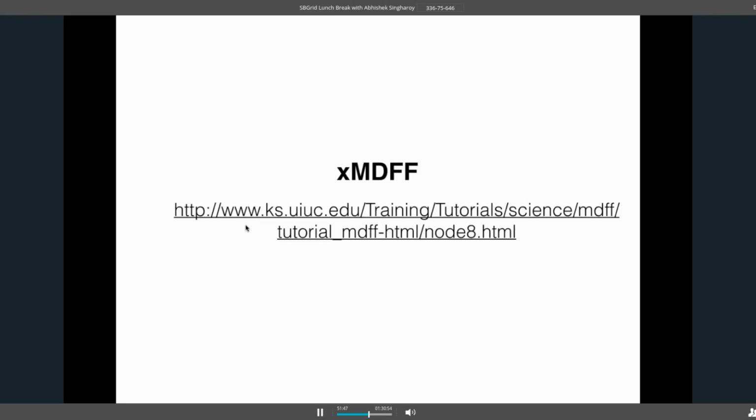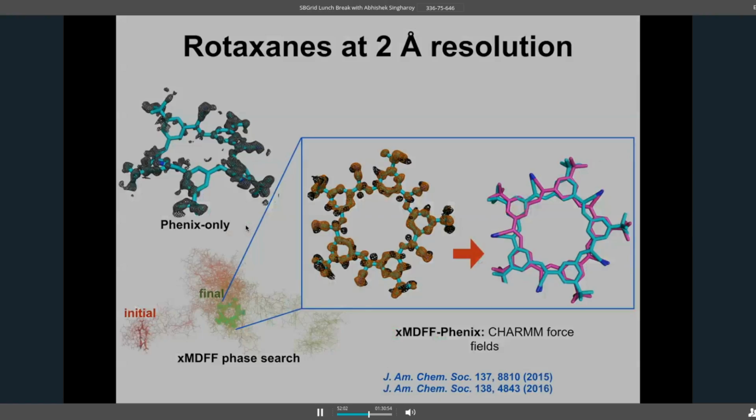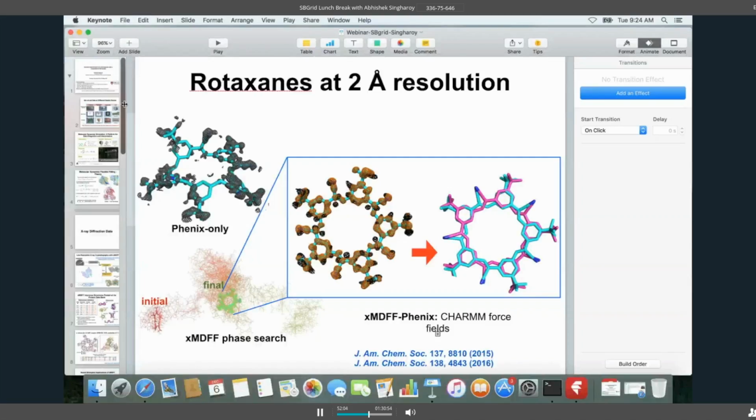So xMDFF is doing refinement in real space. Is that correct? That's absolutely correct. It's a real space refinement technology. During the process, is it cycling, iterating back and forth using Phoenix to regenerate maps? Yes, indeed.